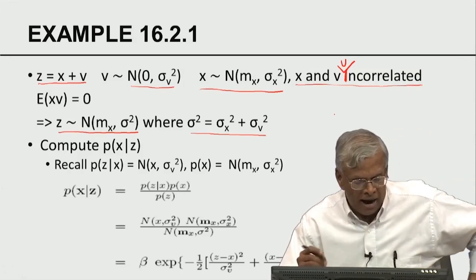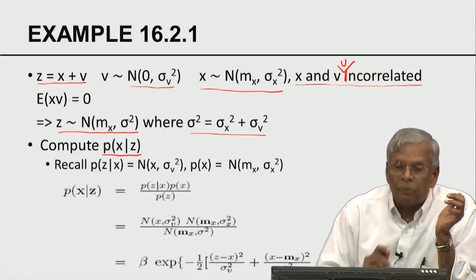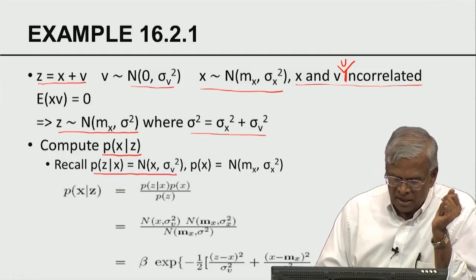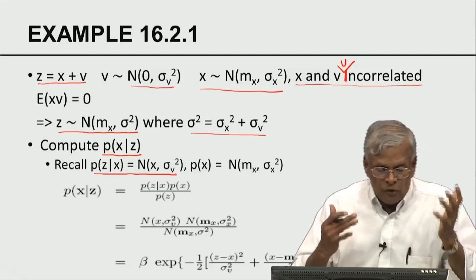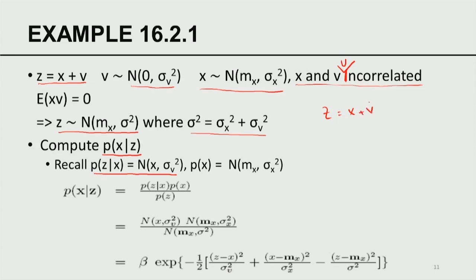So what is it that we have? We have all the information now. So I would like to be able to compute the posterior using Bayes' rule. Please recall the conditional distribution. If you are given x, I would like you to realize that z is equal to x plus v. So if x is given, x is fixed, z is random because of v, and v has zero mean. Therefore, the conditional distribution of z given x is normal with x as the mean and sigma square v as the variance. So that is the formula that is given here.